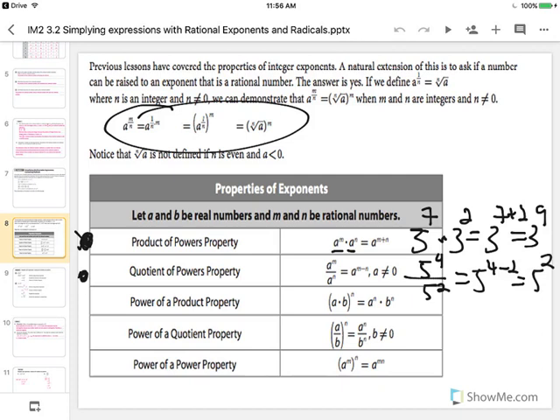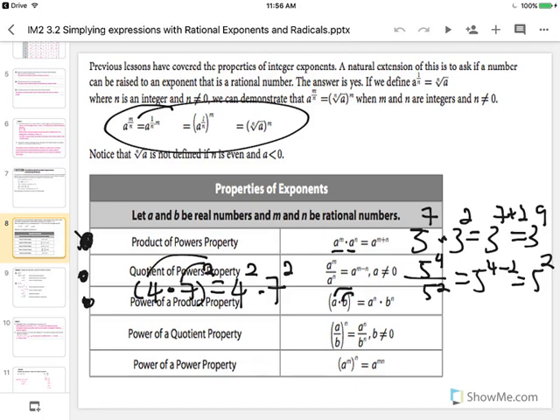Right. The third property is called power of a product property. So if we have a quantity of a times b raised to the n power, then it's equal to a to the n times b to the n. So what I want you to think about this part is that you need to distribute this n in. Right? So for example, we could have 4 times 7 raised to the second power. So this is 4 to the second times 7 to the second. So just bring the 2 in.